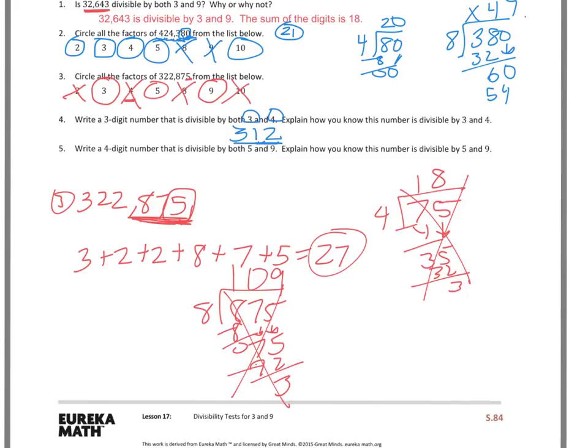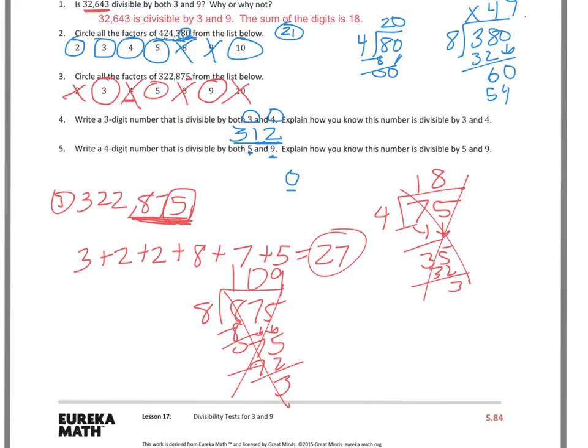And let's take a look at 5. 5 says, write a 4-digit number that is divisible by both 5 and 9. And then explain how you know that this number is divisible by 5 and 9. So our rules for 5 and 9. For 5, it has to end in 0 or 5. And then for 9, we have to add it up, and it has to be a multiple of 9, meaning 9 has to be able to go into it. So I'm going to end my number in 0. That immediately means that 5 can go into that.